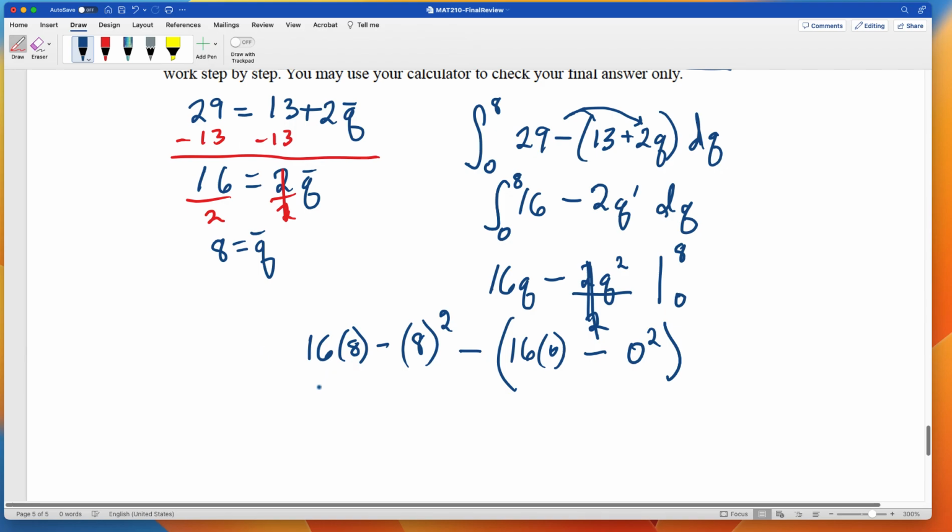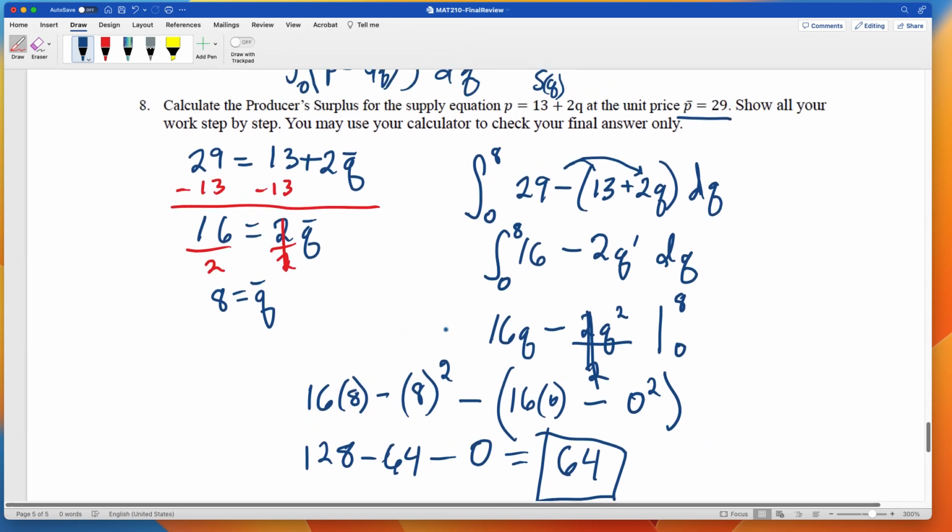16 times 8 is 128. 8 squared is 64. I'll just emphasize that that is 0. 128 minus 64 is 64. And so that tells us that our producer surplus, number 8, is going to be $64, which matches.